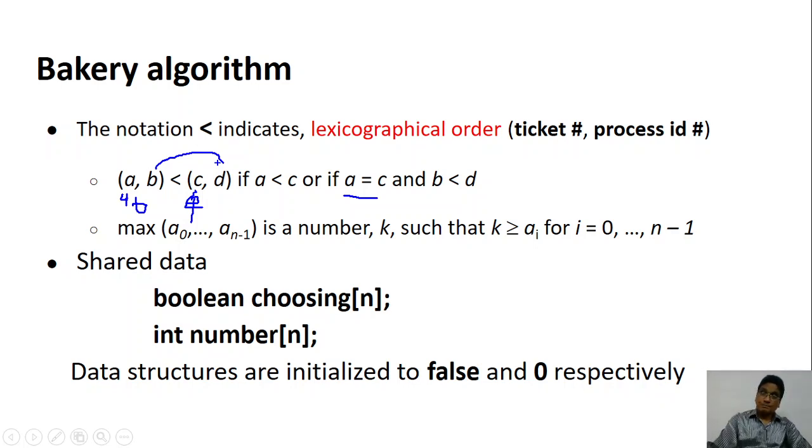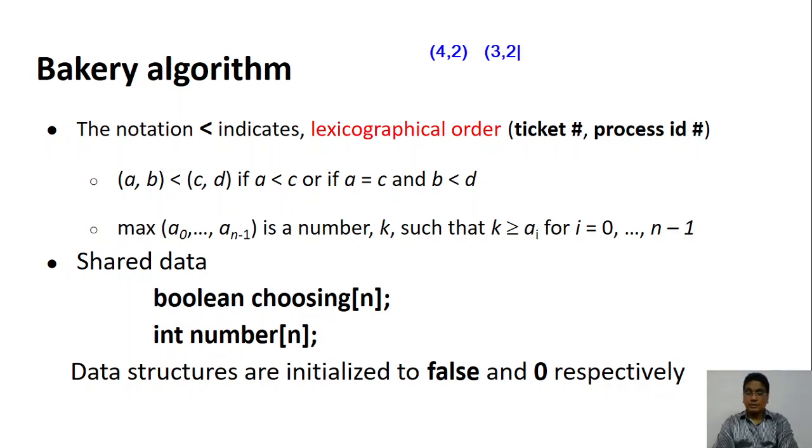I will give you a few examples here. Let's see: 4 comma 2 and 3 comma 2. Which one is less? 3 comma 2 is less because 3 is less than 4. Let me give you one other example: 5 comma 2.